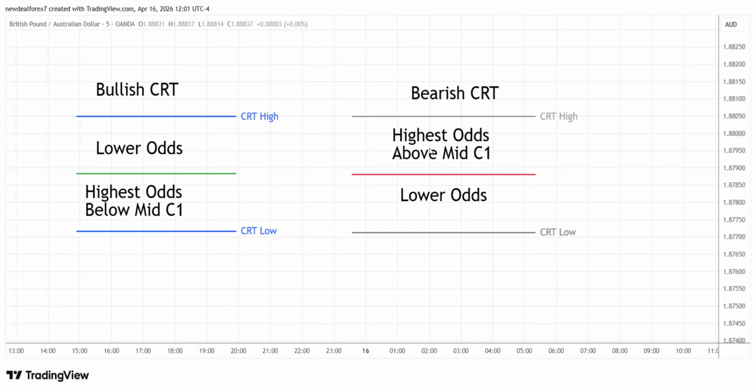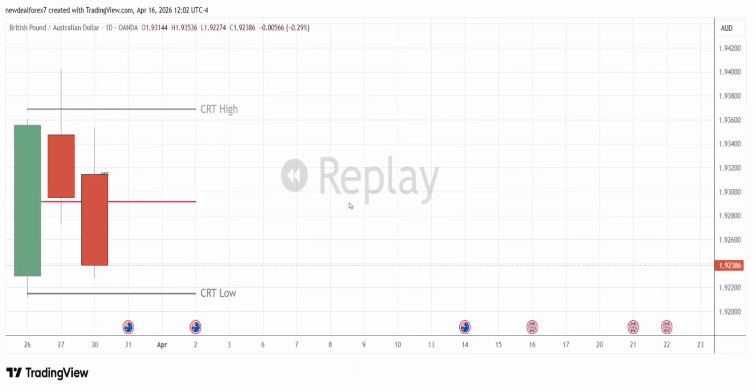This is just a fib. I make my fib the 50% level. I change the color just so I know which way I'm going. And highest odds are above it, lower odds beneath it. But if you're like way down here somewhere, you can still win possibly, but the odds are lower.